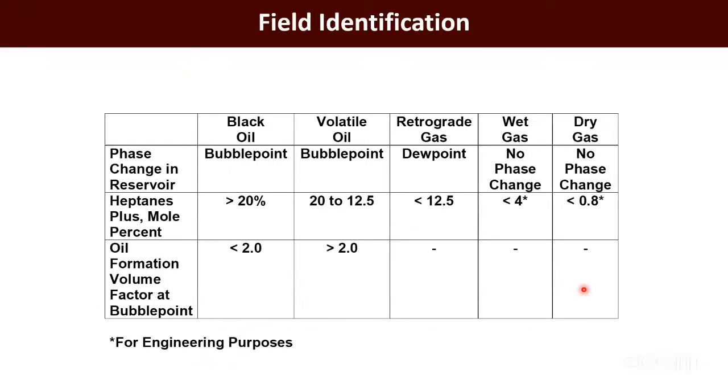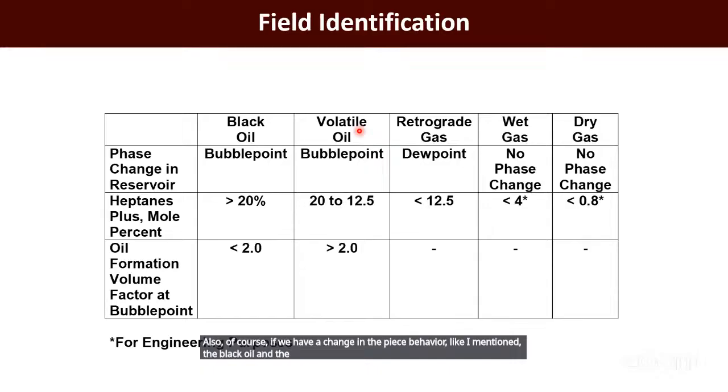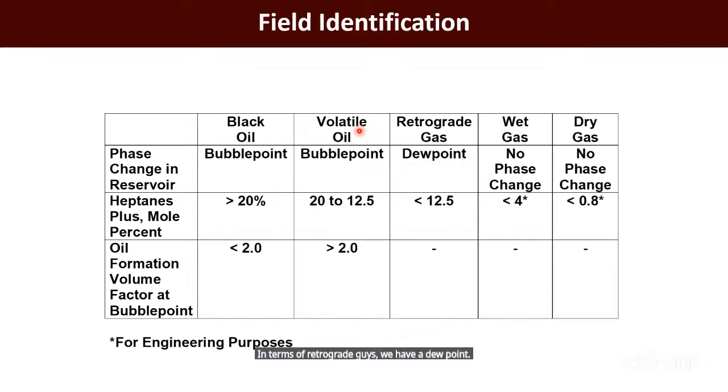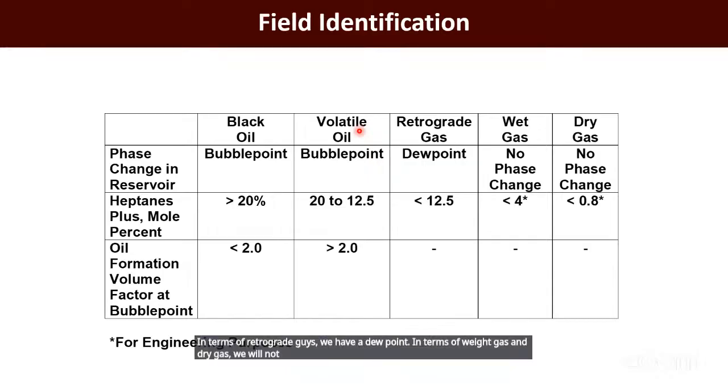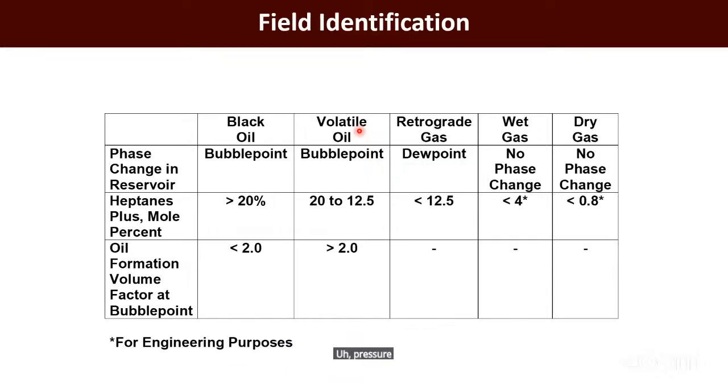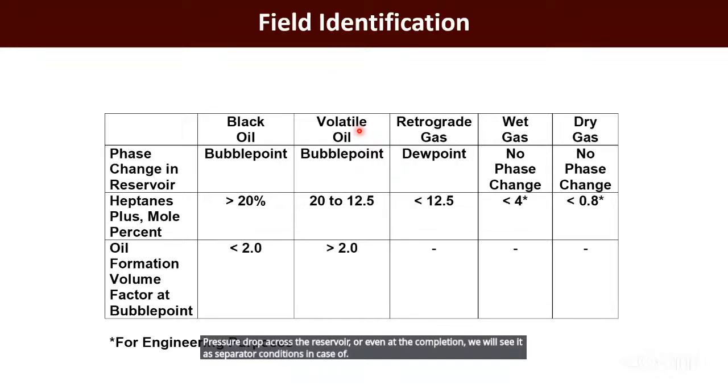Also, of course, there is a change in the phase behavior, like I mentioned. For the black oil and the volatile oil, we have a bubble point, which is the pressure at which the first bubble of gas appears. In terms of retrograde gas, we have a dew point. In terms of wet gas and dry gas, we will not see a pressure drop across the reservoir or even at the completion. We will see it at separator conditions in the case of the wet gas.